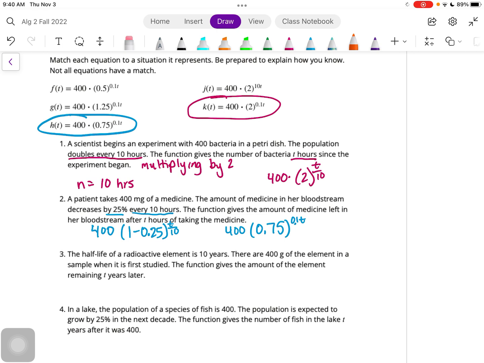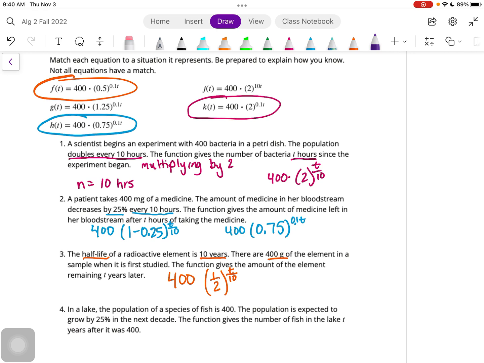Then we have the half-life of a radioactive element is 10 years. So we have 1/2, and that's going to be a 10-year increment. So 10 is the denominator. And then 400 was the initial value. And so that 1/2 is the same thing as 0.5. So that goes with F.